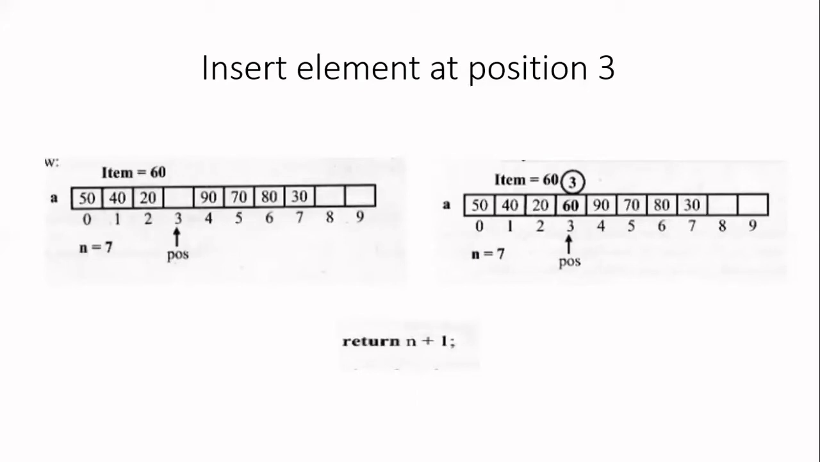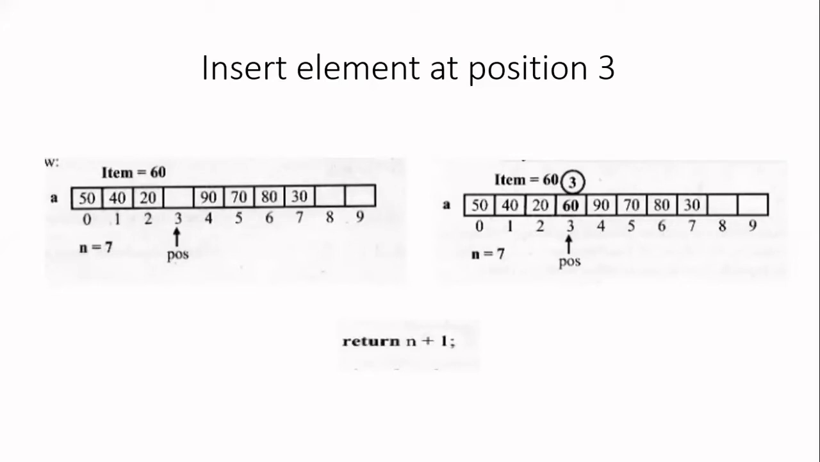Okay. 4 arguments, ma'am. What are the 4 arguments? Array. Okay, fine. Then the value of n, an integer. And position, third one. Okay, what is the fourth one? Item to be inserted. Yeah, item. Very good. Item to be inserted.